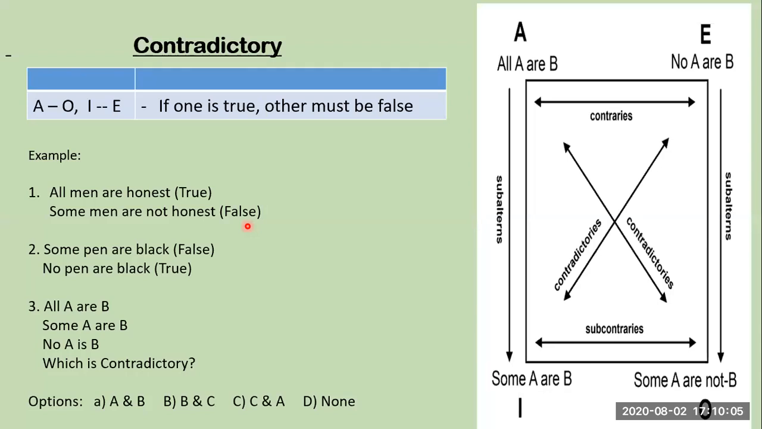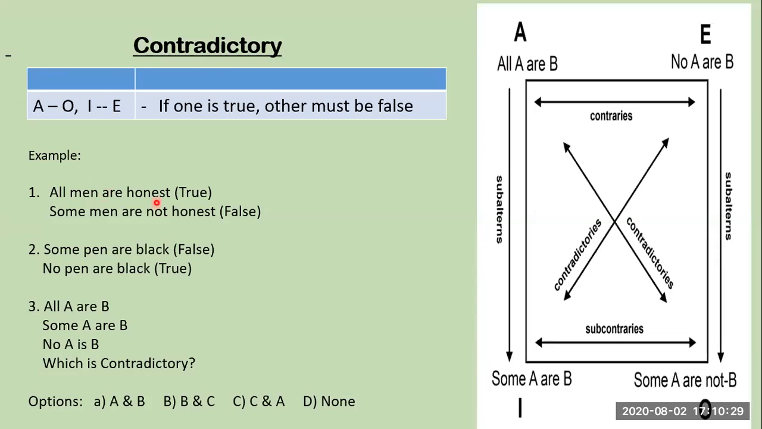So contradictory means opposite. Opposite means X and X formal. A is opposite to O and E is opposite to I. So for example, first one, see, all men are honest. So if this is true, this should be false O, and if E is false, opposite I should be a true one here. Okay, so you can see the first example here.